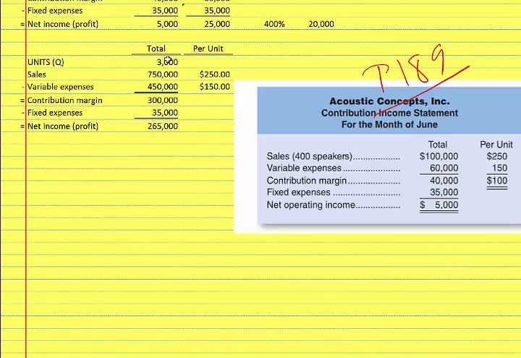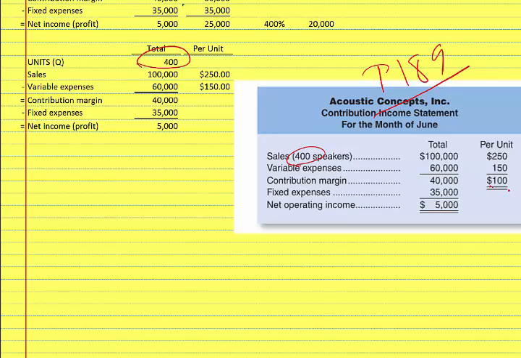And if I change my units to 400, I should get the same operating income and the same other information. So let me do that. Let me just change that number right there to 400 units. And if I wrote my formulas correctly, I should end up with 40,000 in contribution margin and 5,000 in net income. And so now those two income statements, mine and the one in the text, are exactly the same. They show some additional information.